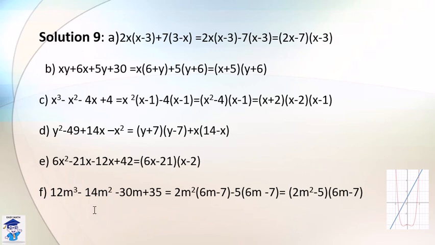Number F, 12m cubed minus 14m squared minus 30m plus 35. So for the first two terms, we can take out the same term, 2m squared, and the left is 6m minus 7, and for the last two terms take out negative 5. So it is negative 5 times 6m minus 7. So the final answer is 2m squared minus 5 times 6m minus 7.